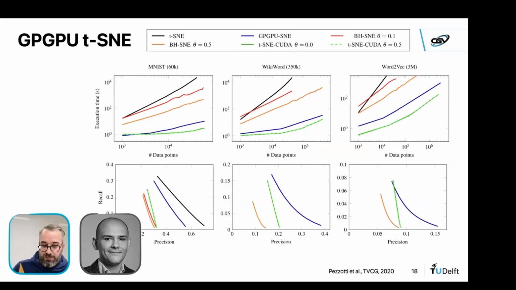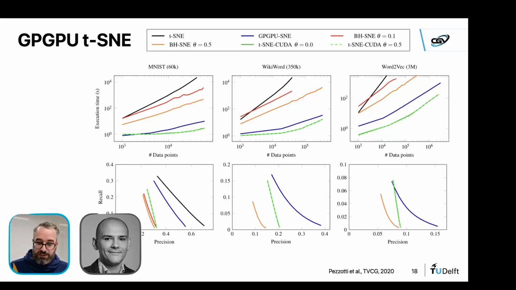So you see here a green line in these charts. That was a CUDA implementation, also on the GPU, that came out around the same time as our publication. And they actually just moved the Barnes-Hut to the GPU. So you see, this is our line, this is their line. They are a bit faster than ours.